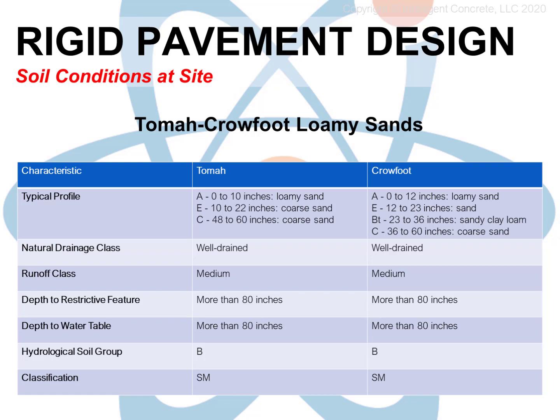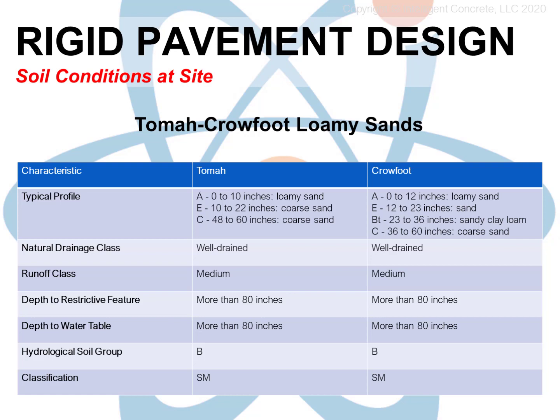They are well drained, which means they do not hold water for long periods of time, which is a good thing for construction. The runoff class of medium refers to the characteristics of how excess water runs off and is not important at this level of pavement design. A classification of medium is typical of sandy soil. The depth to restrictive feature and water table means that restrictions like bedrock and the water table are at least 80 inches below the ground surface.